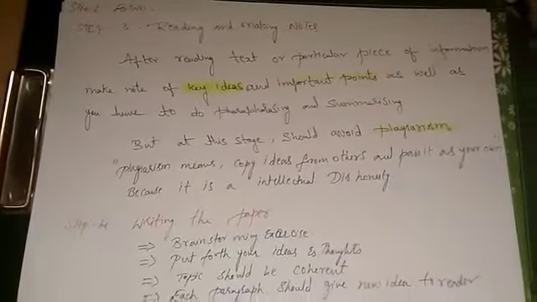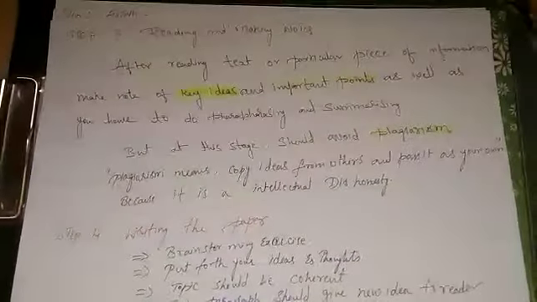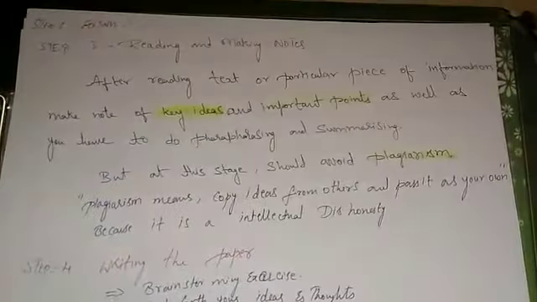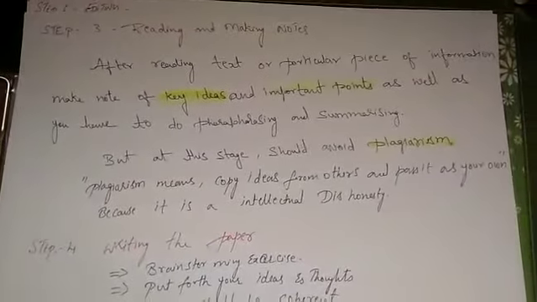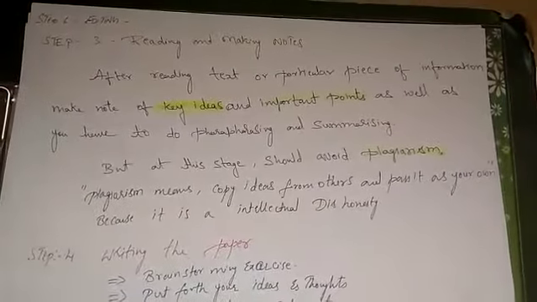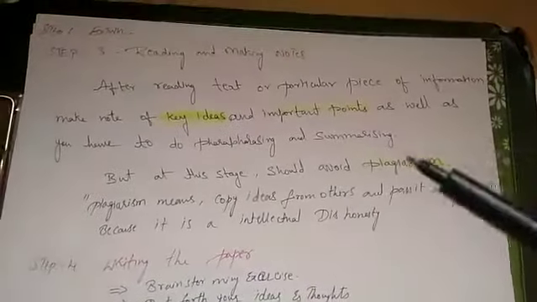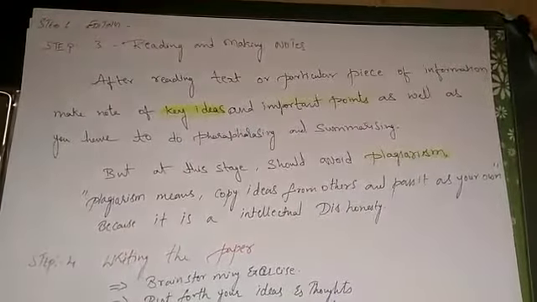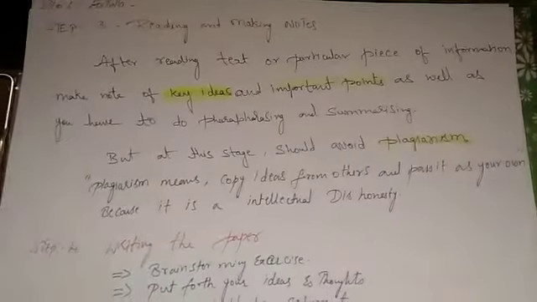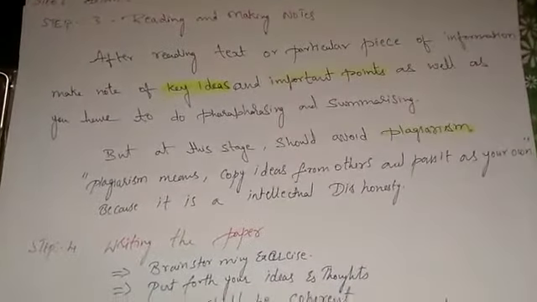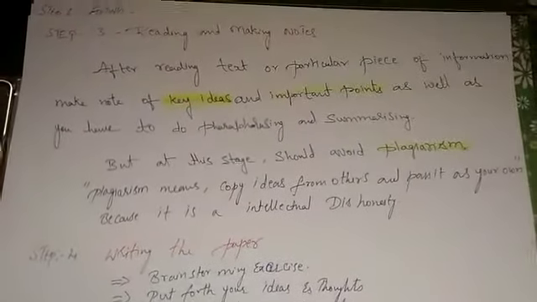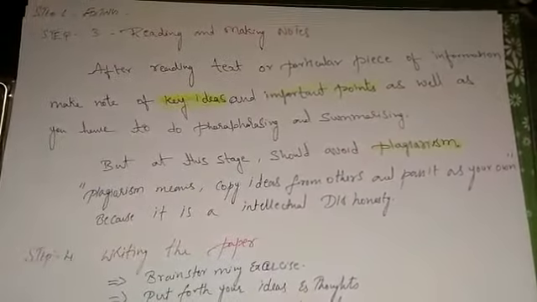Next, step 3. To write academic writing, reading and making notes is also very important. Reading and making notes, what is it? Reading a text or a particular piece of information and making notes of key ideas and important points is very important. Why? Because you have to take the concept, the theme, the idea, the thoughts, the important points from that particular piece of information. That is called reading and making notes.